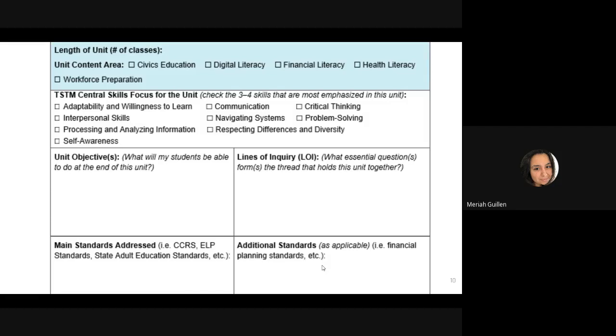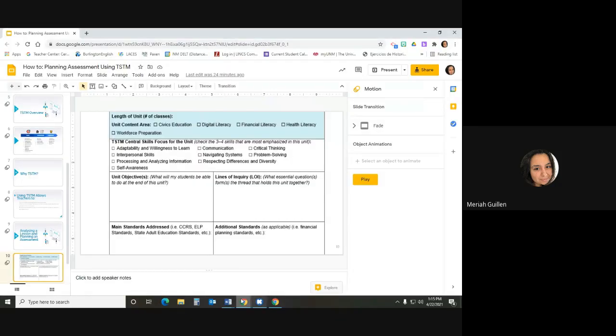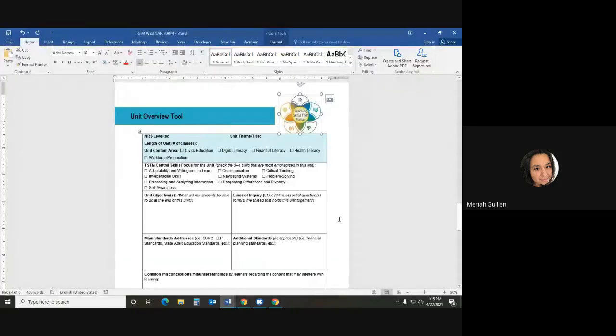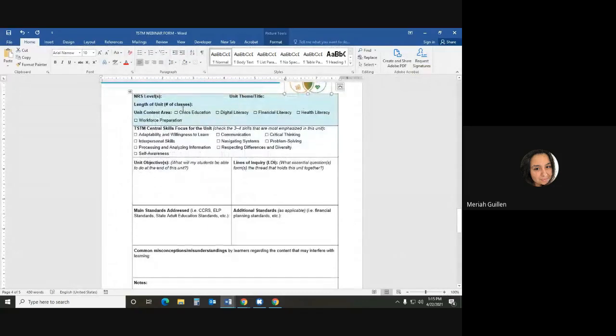So I'm going to just bring it up right quick, and I'm going to be going through a couple of different pages here. So this is the actual TSTM overview tool, or the analysis tool. Okay, so you have your NRS levels, the unit and the theme title, the length of the class, the content areas. So this is just their template.